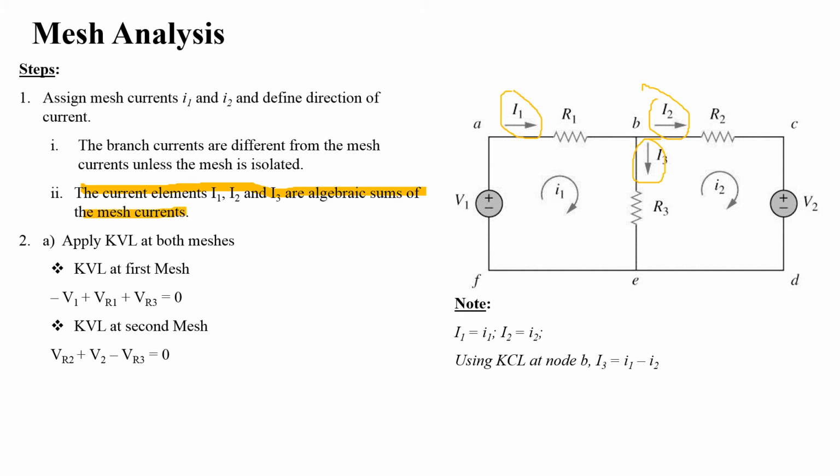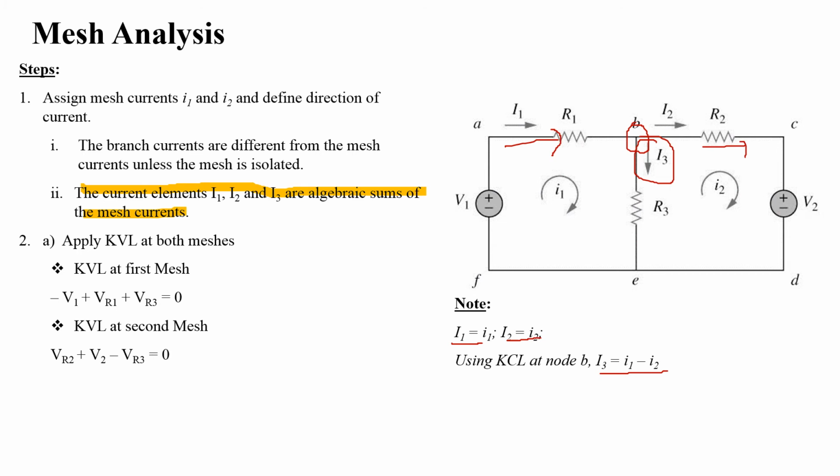You can see that capital I1 is basically equal to small I1. Similarly, capital I2 is basically equal to small I2. So we have to find the value of I3. So I1 is equal to small I1, I2 is equal to small I2. By applying KCL at point B, you will see that I3 is equal to I1 minus I2.